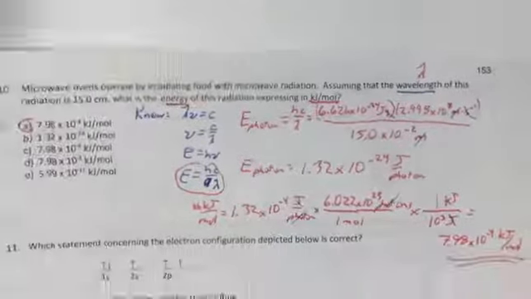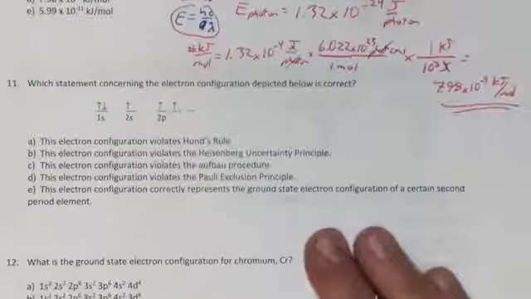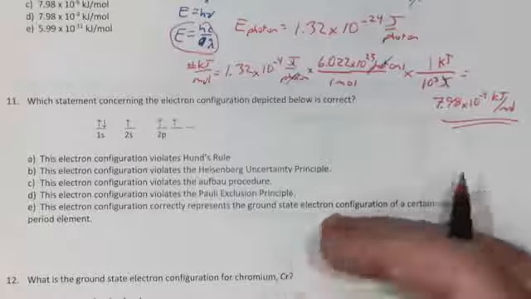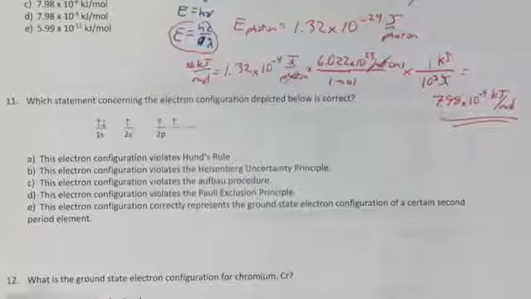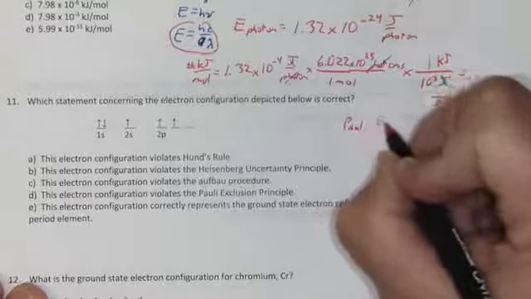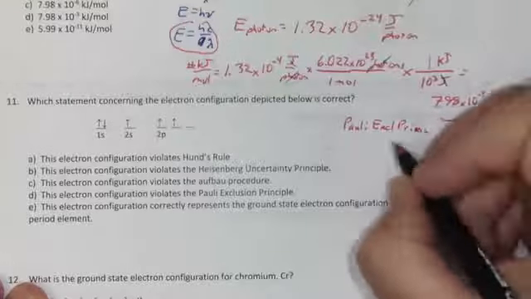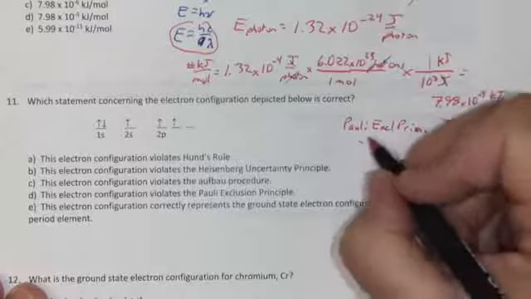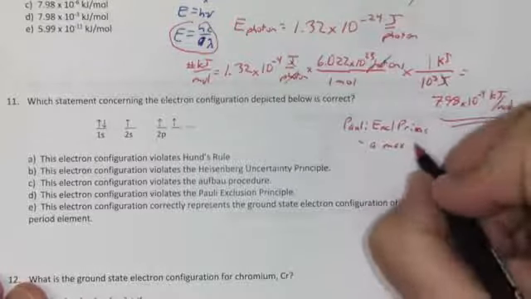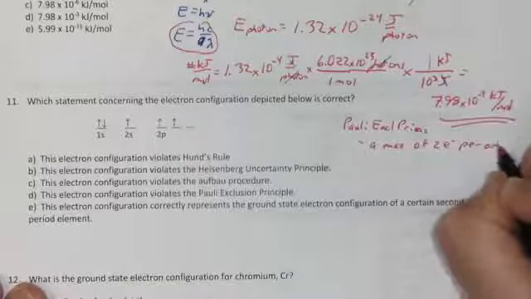Okay. The next thing that we want to do is be sure that we understand the three rules. There are three rules you need to know. First of all, the Pauli exclusion principle. It says you can have a maximum of 2 electrons in an orbital, as long as they have opposite spin. A maximum of 2 electrons per orbital with opposite spin.